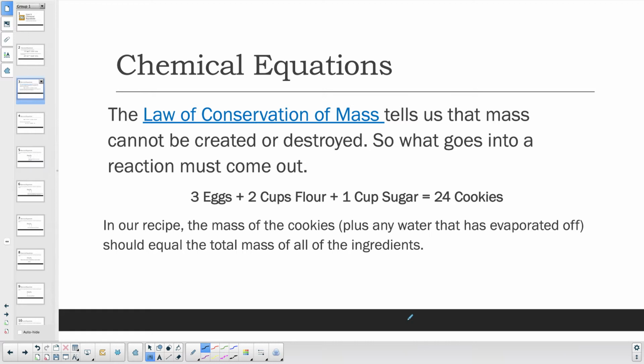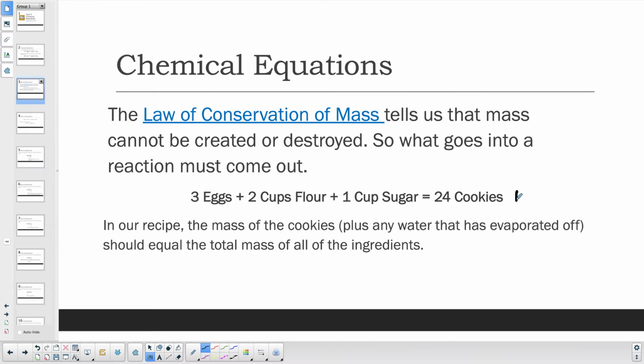We put in 3 eggs, 2 cups of flour, and 1 cup of sugar into our recipe. We get out 24 cookies. The mass of every ingredient has to equal the mass of what you get out of the whole baking experience. If you were to weigh the eggs, the flour, and the sugar, how much that weighs should equal the weight of the cookies. But in reality, that's not the case.